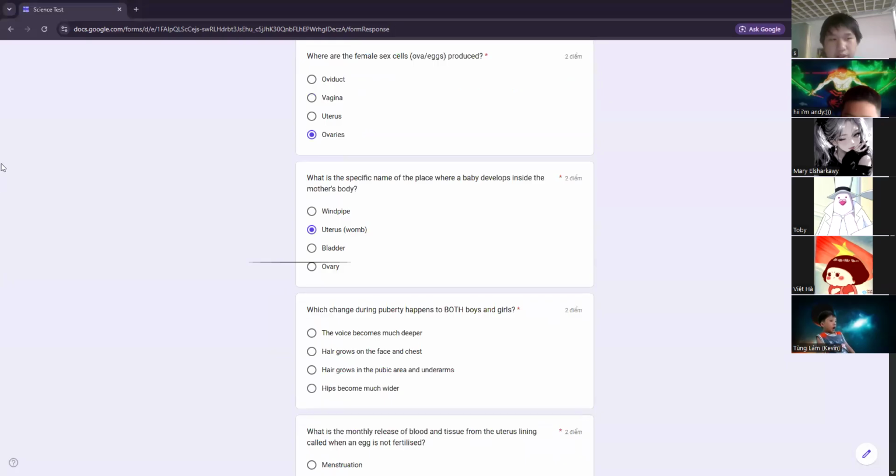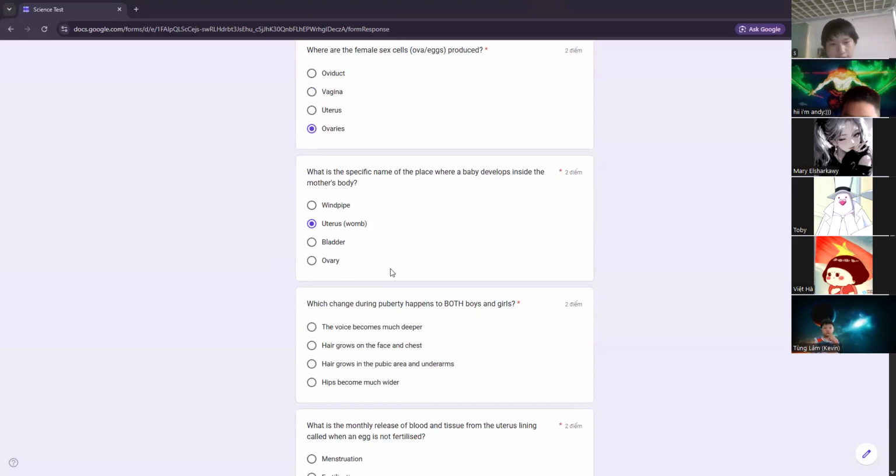The windpipe we have already established is the place where air goes into the lungs, and the ovary is the place where the eggs are created, and the bladder is what keeps your urine. Yeah, so it's the uterus.